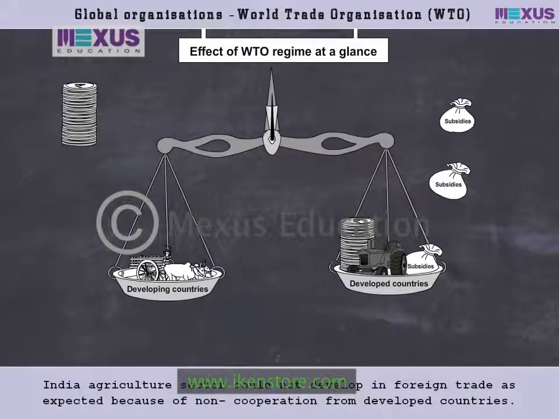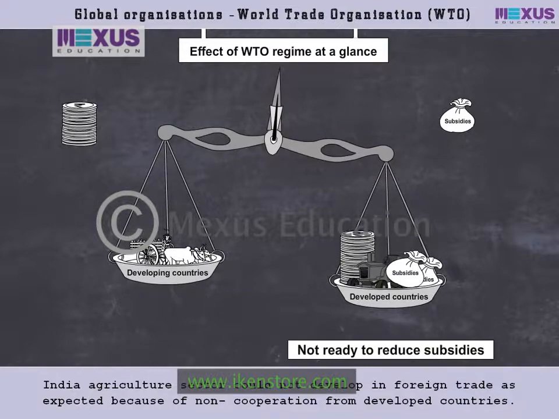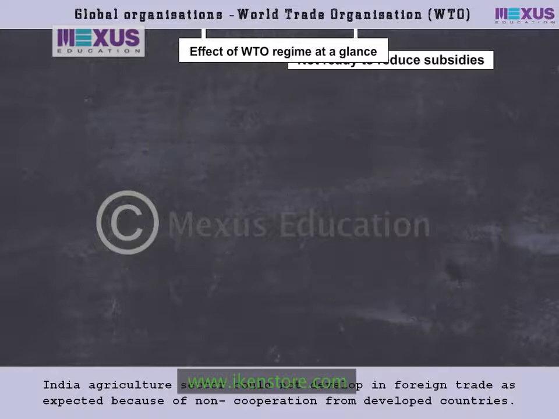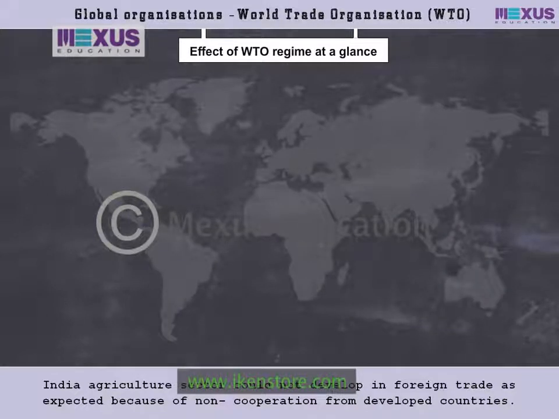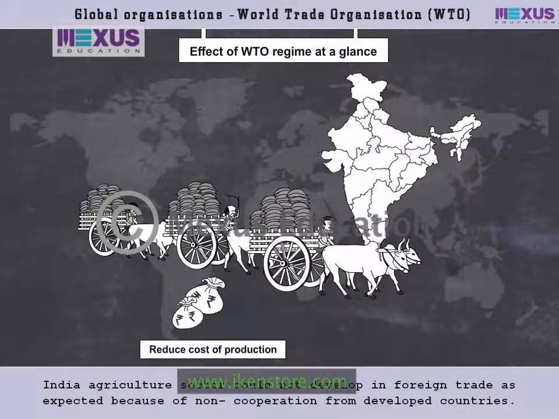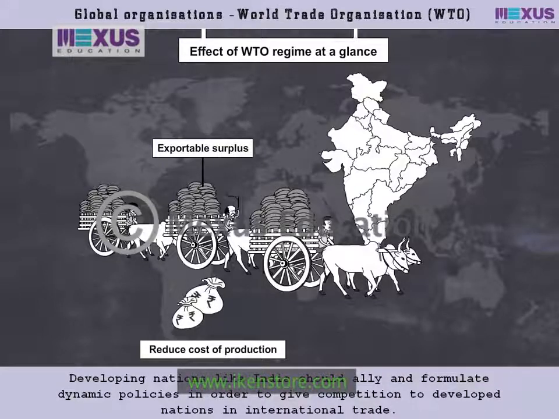The exports of Indian agricultural produce could not grow at the expected rate as developed countries were not ready to reduce their subsidies. They were not ready to proceed further in trade negotiations as well. In order to fetch full advantage of WTO, Indian farmers must be encouraged to reduce costs of production and increase exportable surplus. India must adopt dynamic policies for further improvement. This may be achieved through an alliance of developing nations, which would pressurize the developed world to reduce their subsidies.